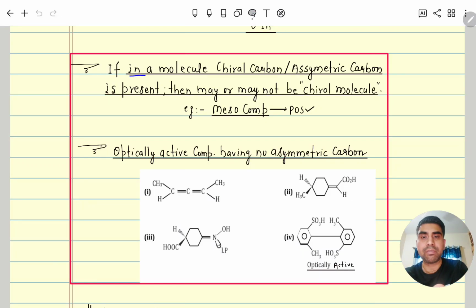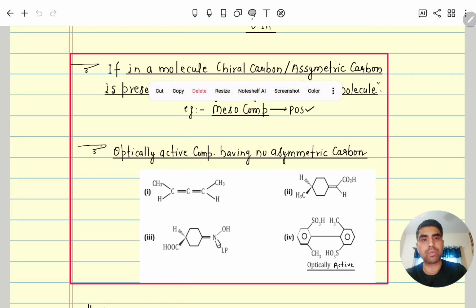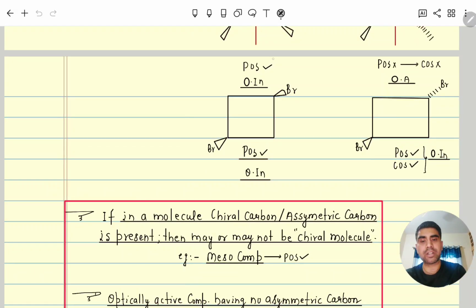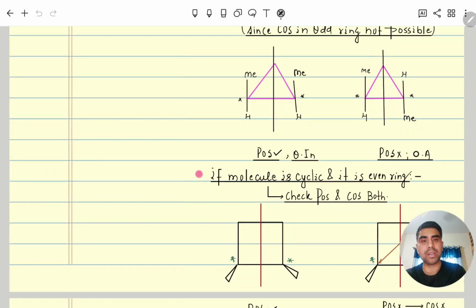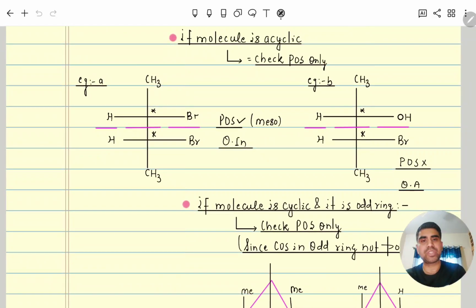So like here we discussed that if a molecule has a chiral or asymmetric carbon, it may or may not be a chiral molecule. Like here we discussed the meso compound had a plane of symmetry and it was optically inactive. Once again you can see here, this molecule has a chiral center but it is optically inactive. It will not rotate plane polarized light because it has a plane of symmetry. Here a chiral center is there and this is optically active. So a chiral center does not assure that the molecule will be optically active. It may be or may not be.